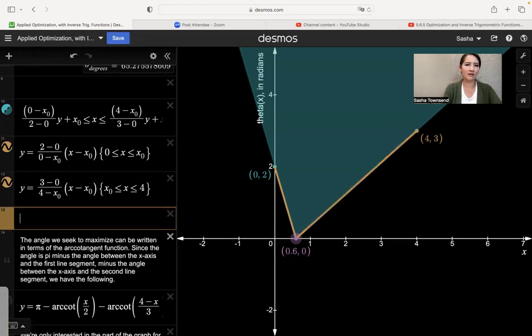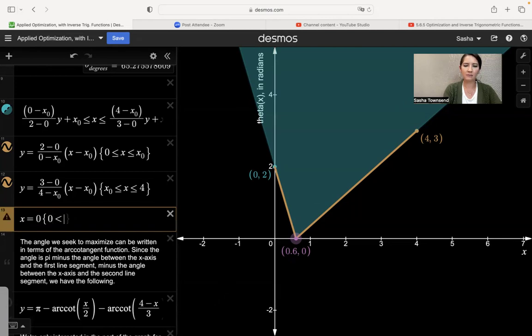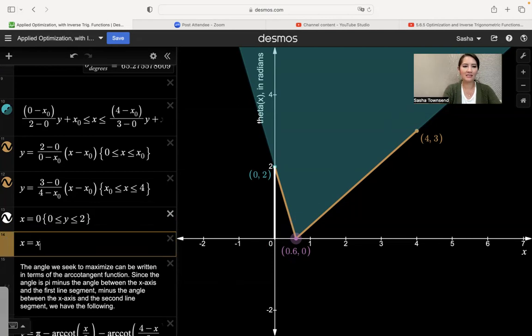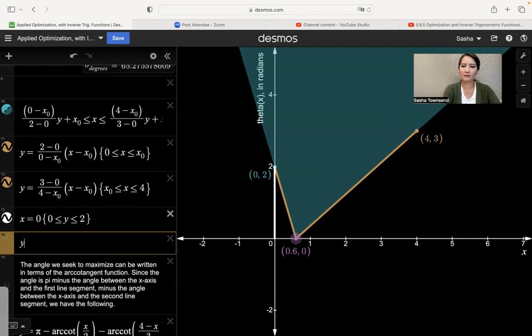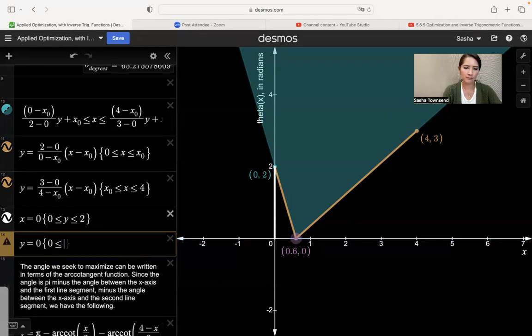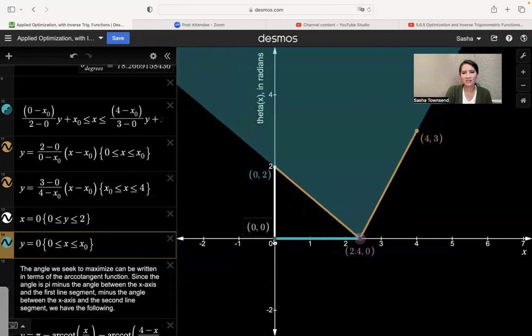So I guess we could graph it. We could say, let x equal 0. And I'm only interested in x equals 0 between y equals 0 and 2. So that's one boundary. That white line segment is 2 units long. And then we'll have y equals 0 on the interval from x equals 0 to x naught. And so we've got that triangle right there. So that is our x value. That's a teal line segment.